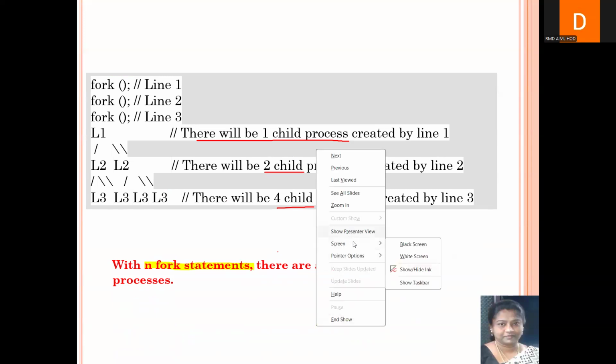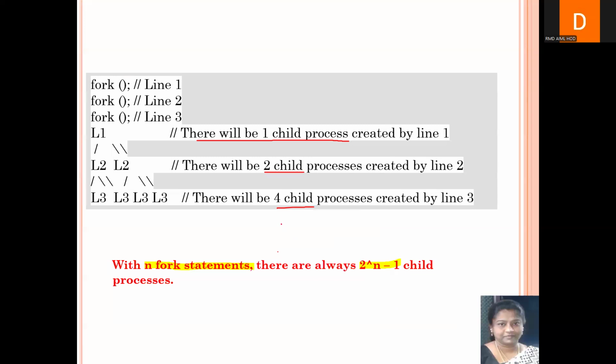So what was my question? My question was n was 3, right? So what is 2 to the power n? 2 to the power 3 is 8, right? So 8 minus 1 is 7. Okay, so that's how you get it. So you can easily remember it in the form of a formula.